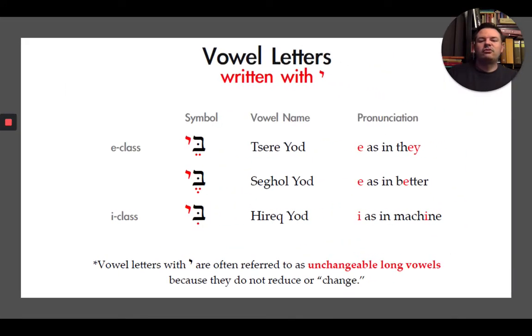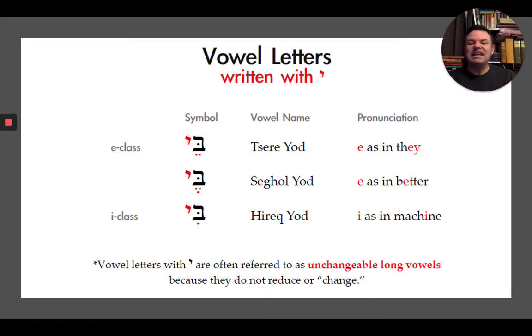And then you've got letters with the yod. These letters with the yod are pretty similar. So the tsere yod and the segol yod sound the exact same as just the tsere and the segol. So the ey in they for the tsere yod. The segol yod is the e like in better. It's different with the hirik though. It's a little bit different with the hirik. With the hirik, this is more like a bee, almost like b-e-e.